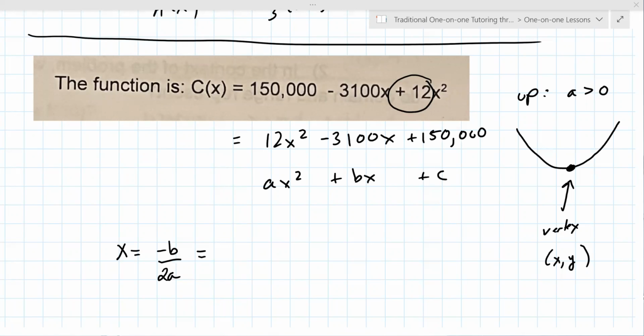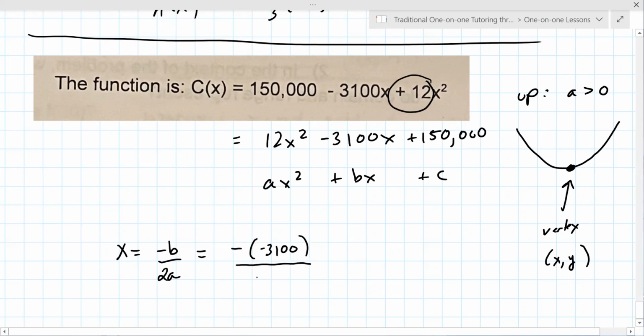I'm not sure, but is it 18,600? What is your b value? My B value is negative 3,100. Okay, good. And then what is your a value? The A value is 2 and then 12.